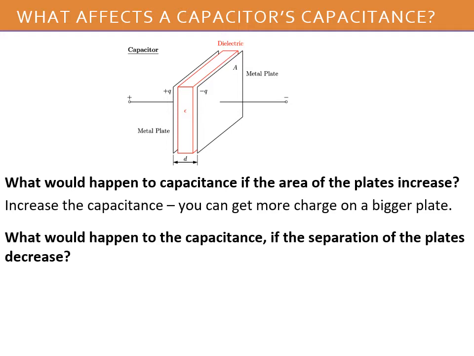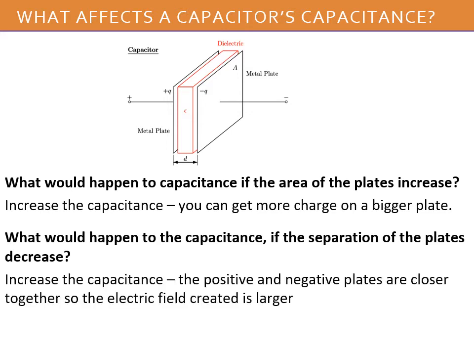Yes, capacitance is greater when there is a narrower space separation between conductors. So you can see it would increase the capacitance. The positive and negative plates are closer together, so the electric field created is larger. You can see because one plate is negatively charged and the other plate is positively charged, so positive and negative charge have some strong electrostatic attraction between them.